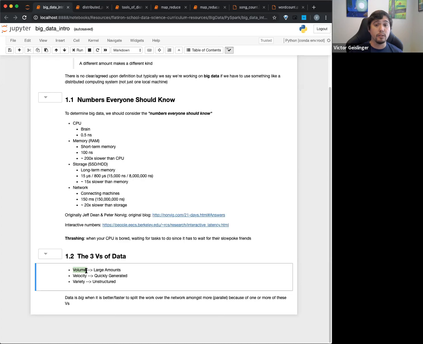And basically, you're not going to be able to load a pandas data frame or whatnot. Essentially, your computer's just going to get stuck, even though the CPU is doing absolutely nothing. The other part is velocity.